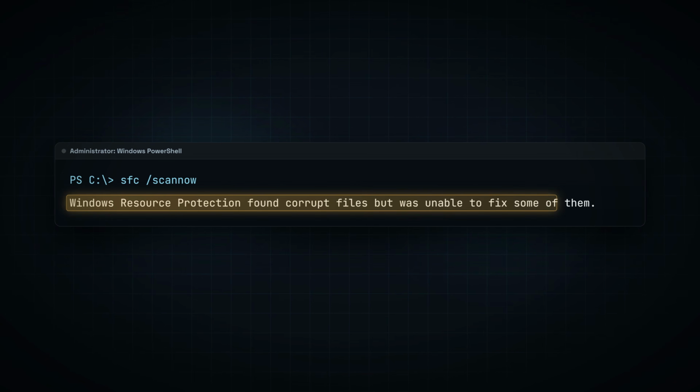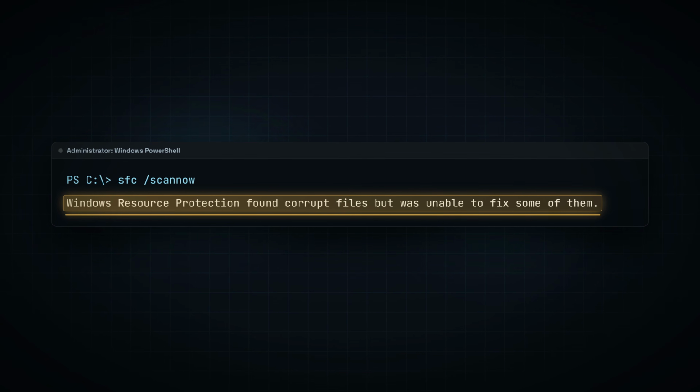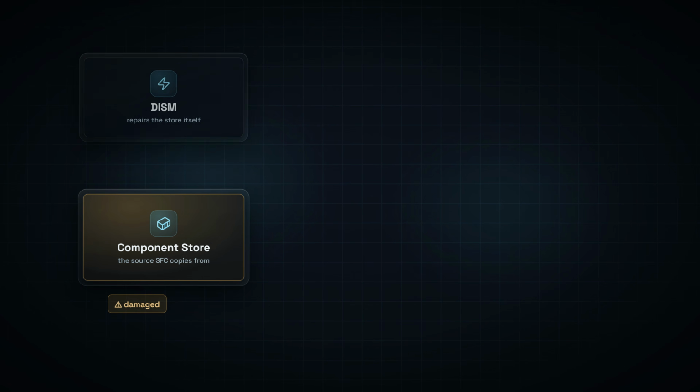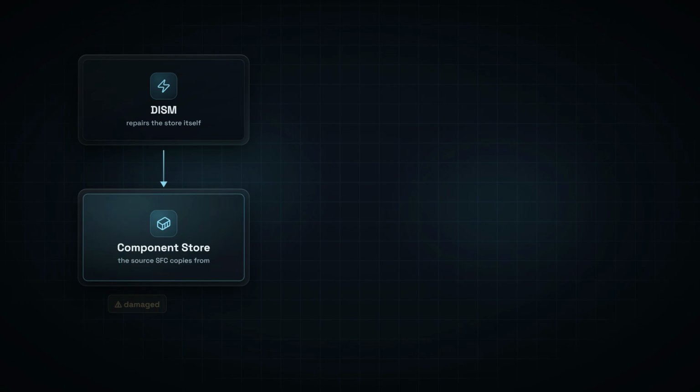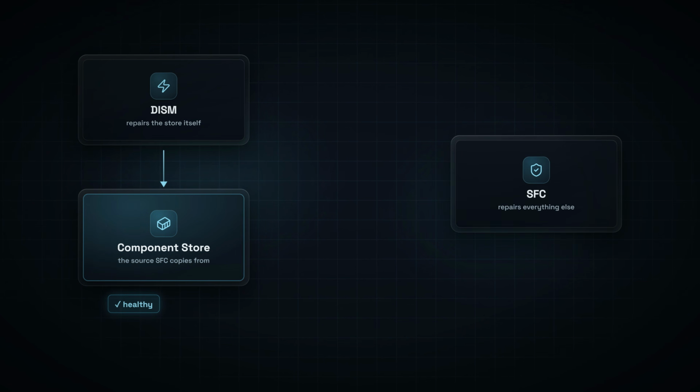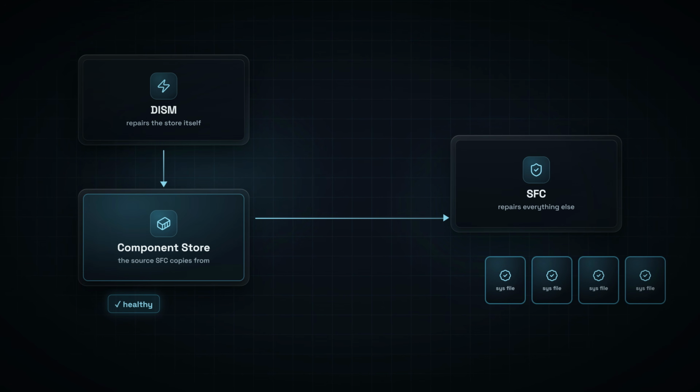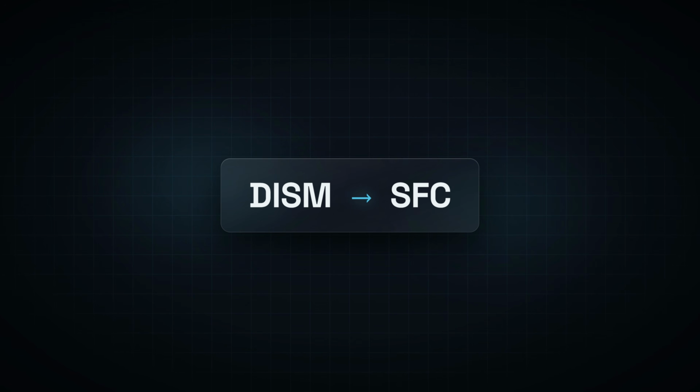That's when you get the message people get stuck on. Windows Resource Protection found corrupt files but was unable to fix some of them. So you need to run DISM first to repair the source. Then you run SFC to repair everything else using that source that is now healthy. DISM, then SFC, not the other way around.